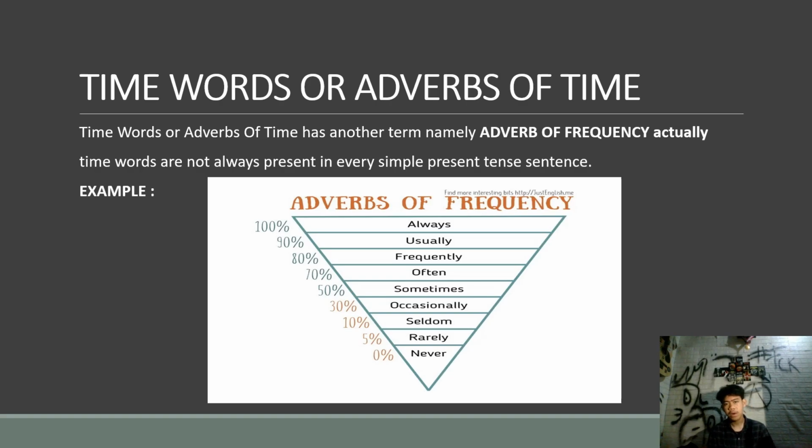Time word or adverb of time. Time word or adverb of time has another term, namely adverb of frequency. Actually, time words are not always present in every simple present tense sentence.